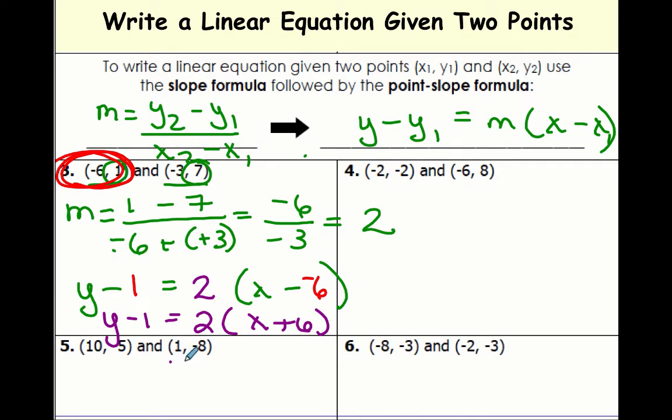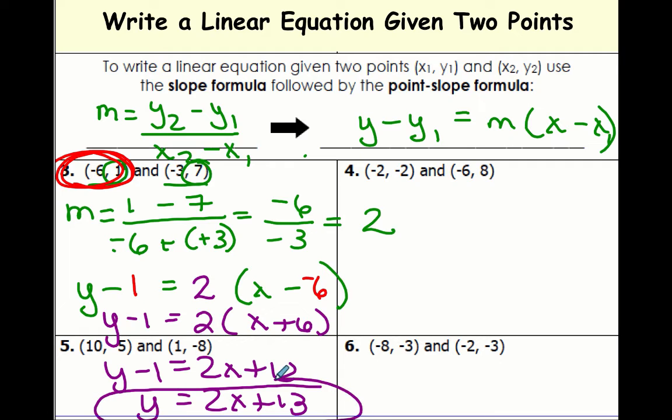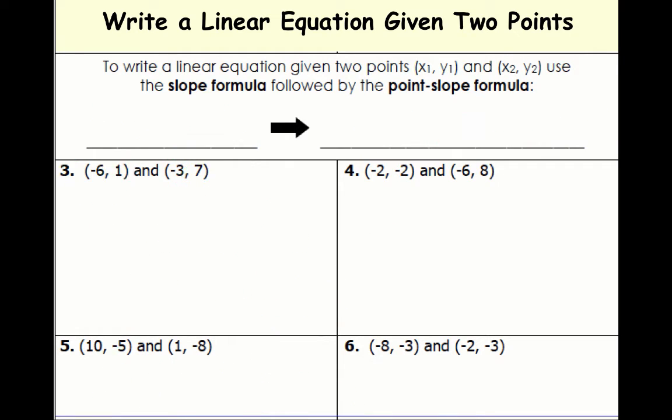Now I'm going to distribute, 2x plus 12, and now I'm going to add 1 to both sides. So my equation is y equals 2x plus 13. Took up a lot of room, didn't it?